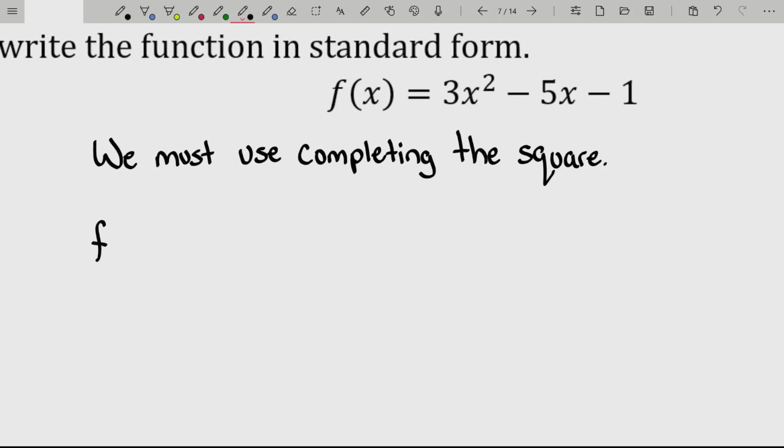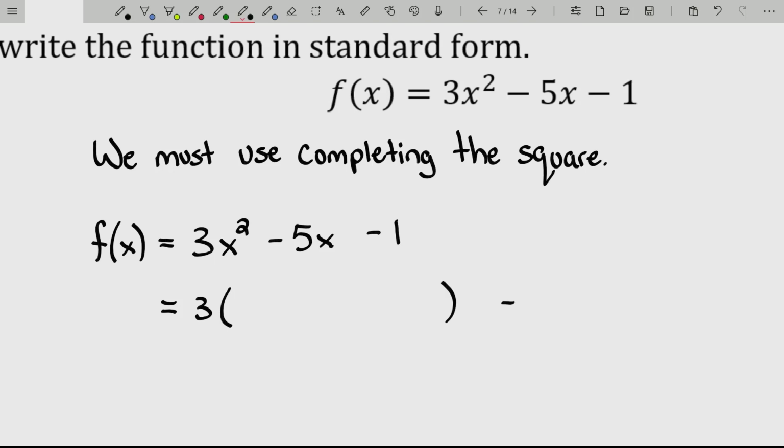So I have my function, f of x. It is originally written as 3x squared minus 5x minus 1. Now I'm going to do a slight modification. I'm going to factor a 3 off the first two terms. So if I factor, remember factoring is division. So I'm dividing the first term by 3 and the second term by 3.